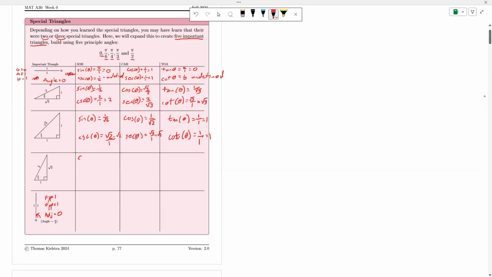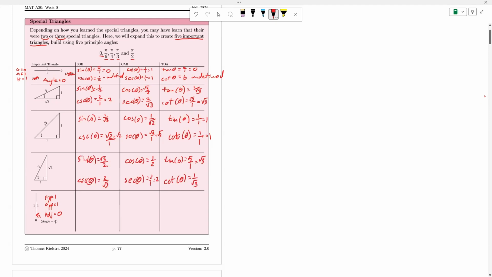Completing this chart, we can see that sine of theta for pi by 3 is root 3 over 2, whereas cosecant of theta is 2 over root 3. Cos of theta equals 1 over 2, whereas secant of theta equals 2 over 1, or 2. Tan of theta equals root 3 over 1, or root 3. And cotan of theta equals 1 over root 3.